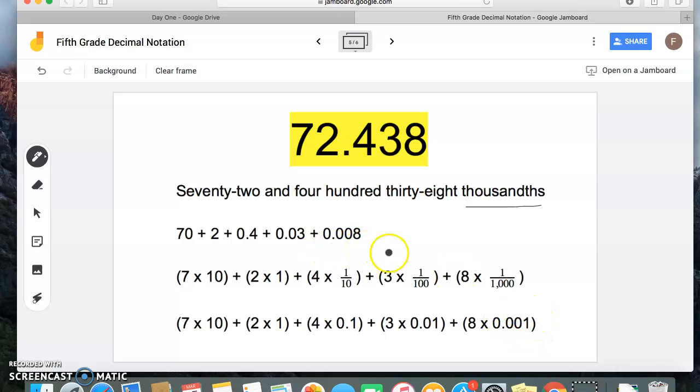Now, if you add all of these together, any expanded form notation you wrote it in, you have to make sure when you add everything together, it brings you back to your original number of 72 and 438 thousandths.